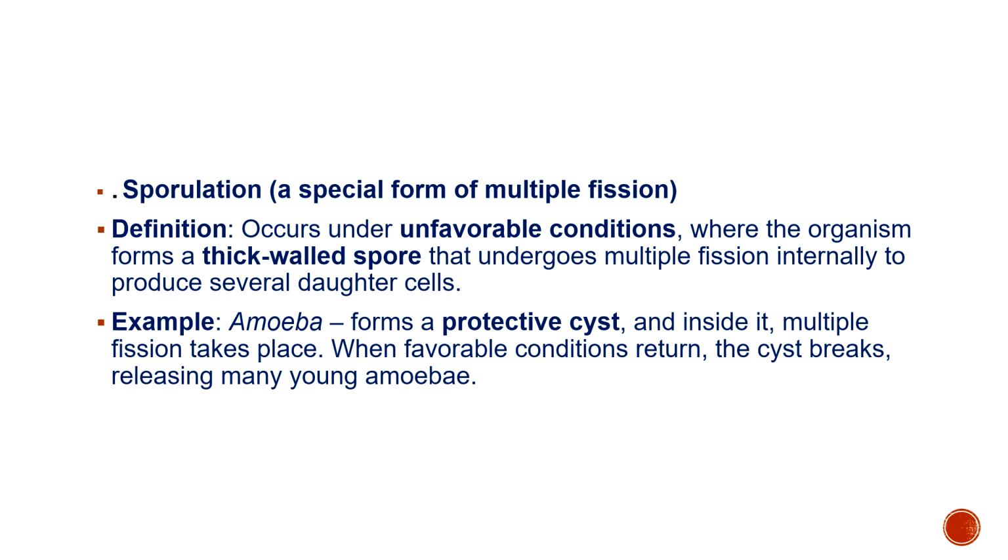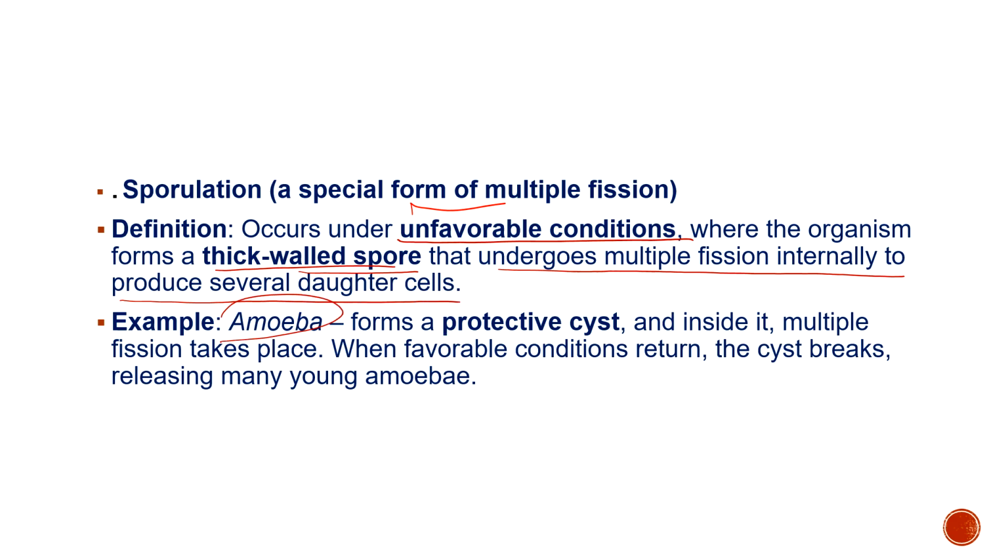Now, this is another special form of multiple fission. This is not commonly spoken of. This is one special form, that is what happens there. This sporulation occurs under certain unfavorable conditions when the organisms form a thick-walled spore which undergoes multiple fission internally to produce several daughter cells, right?